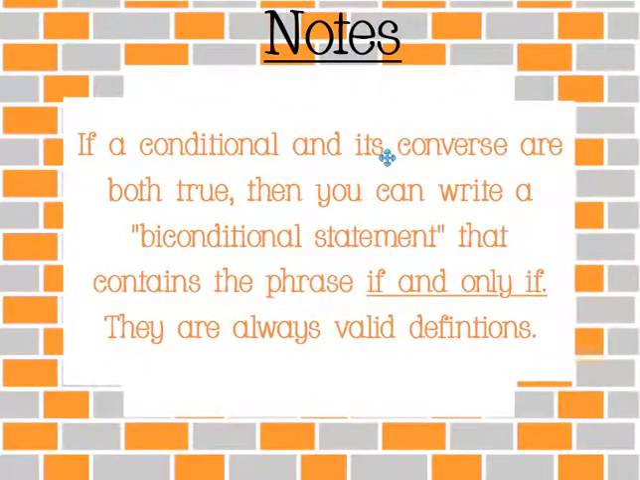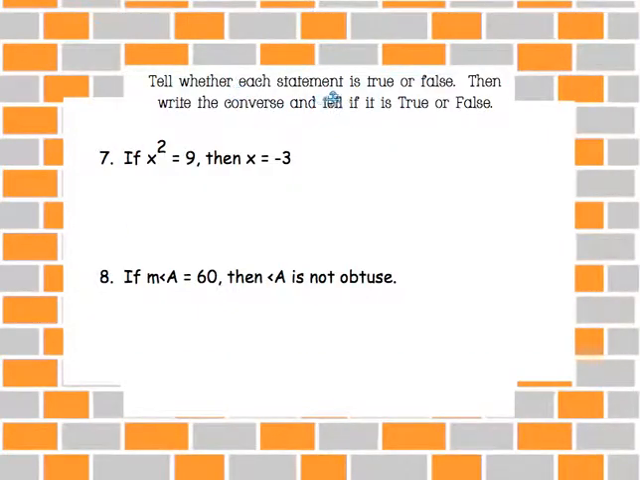Okay, so if a conditional and its converse are both true, we can write a biconditional. So you take off the if and you take off the then and you separate it with this phrase, if and only if. So tell whether each statement is true or false, then write its converse and tell if it's true or false.